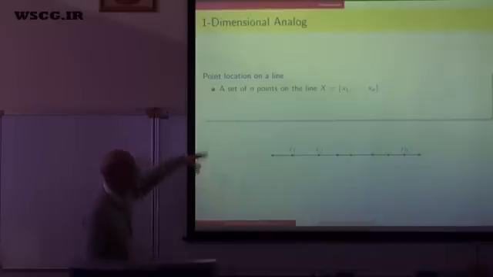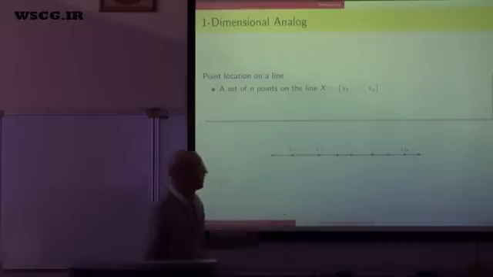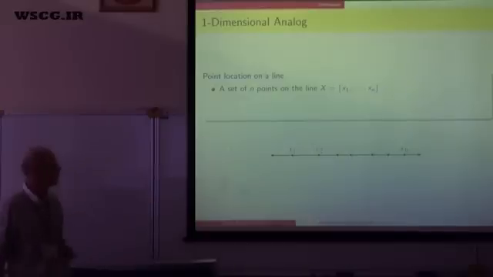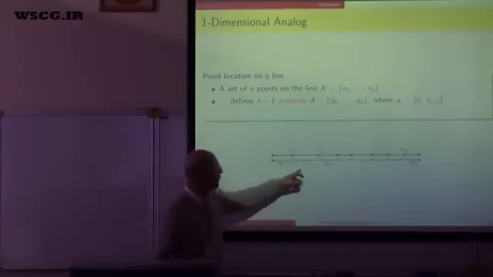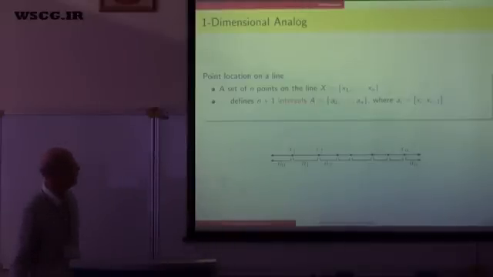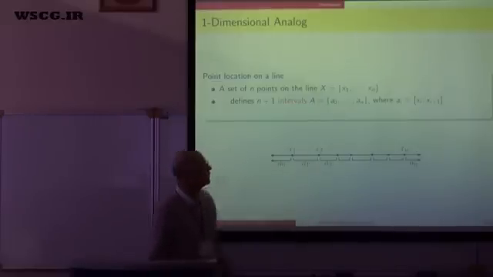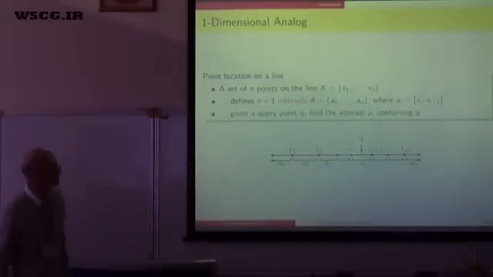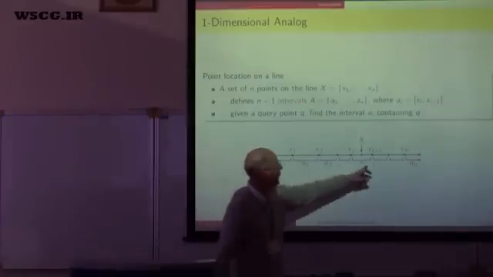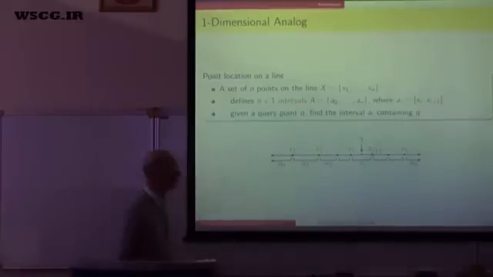The one-dimensional version of the problem would be: if I want to subdivide the one-dimensional line into a set of regions, then the boundaries between the regions are just going to be a set of points. So I want to imagine that I have n points, and these n points will therefore define n plus 1 intervals between the points. The problem that I want to consider now is, given a query point, which one of these intervals contains the point? Given a query point Q, I would like to identify the interval between x_i and x_{i+1} that contains the point Q.